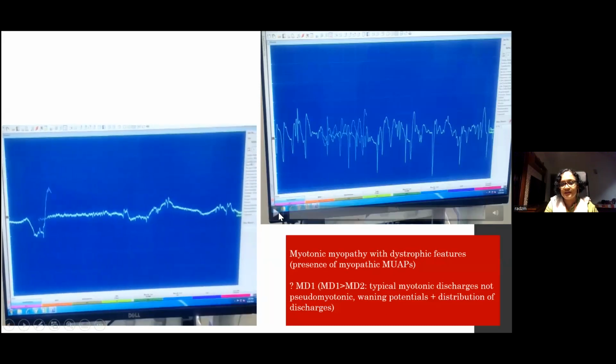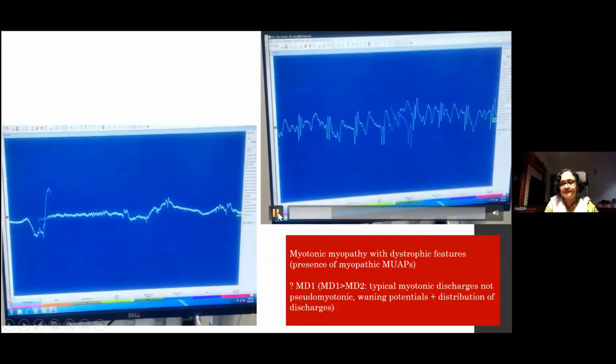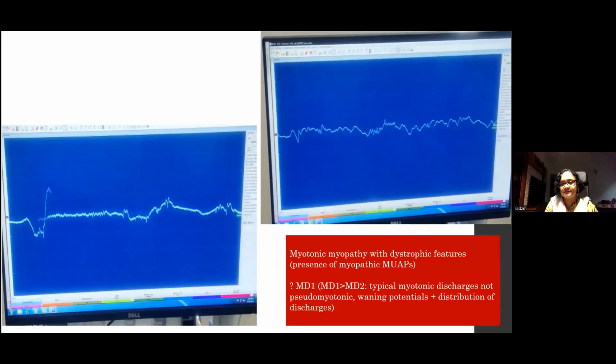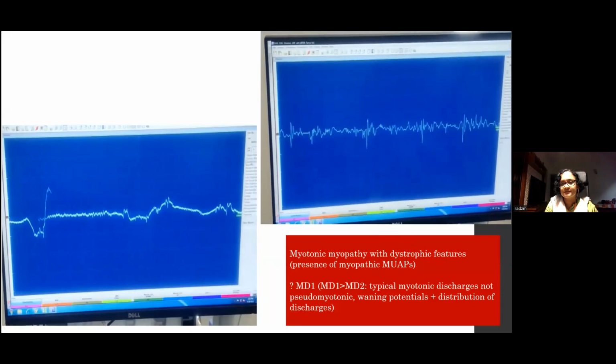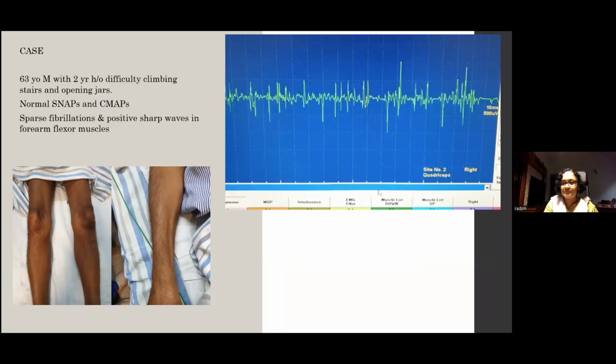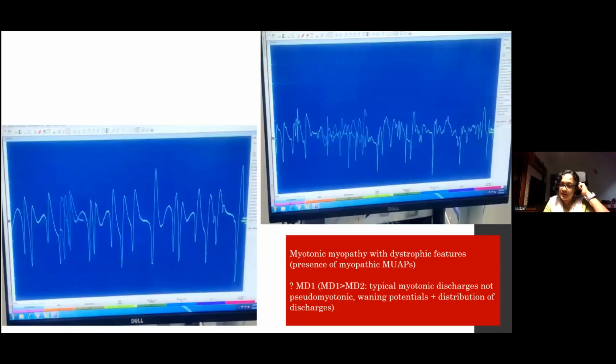And the same thing here, with myopathic potentials there. So it was a myotonic myopathy and actually looked more like a myotonic dystrophy type 1, which is the most common inherited myopathy anyway.